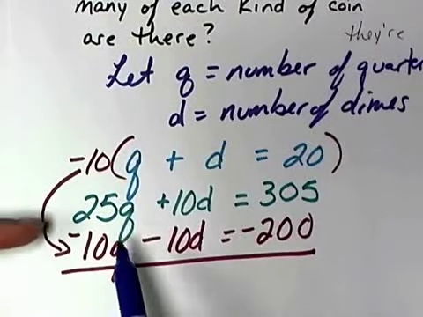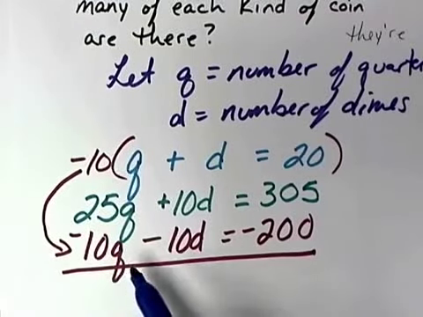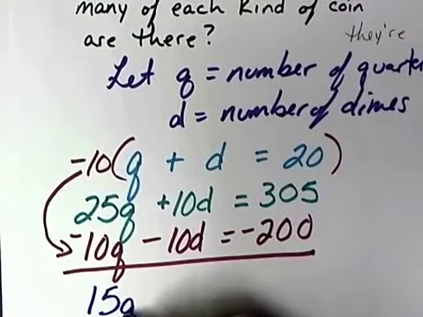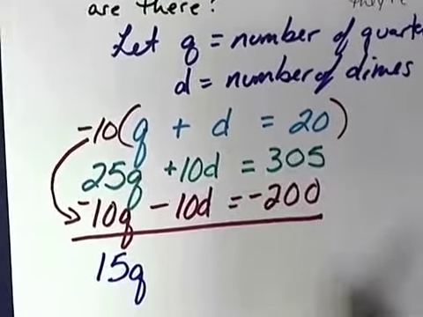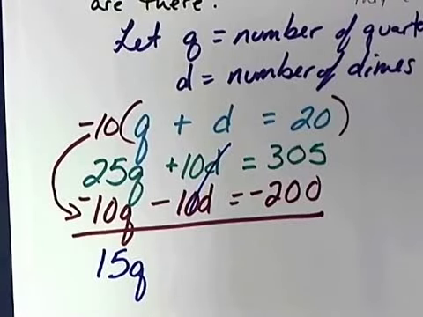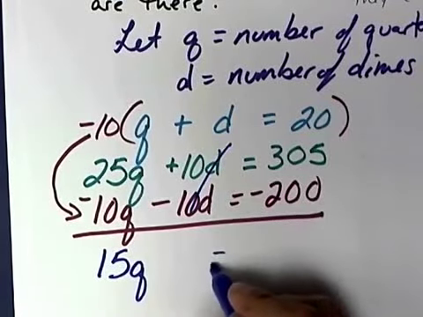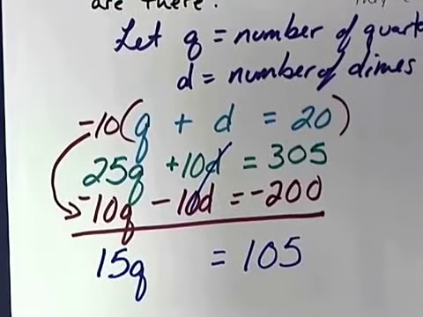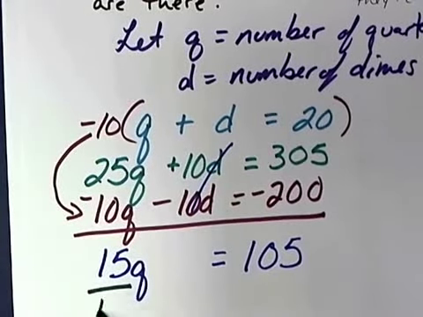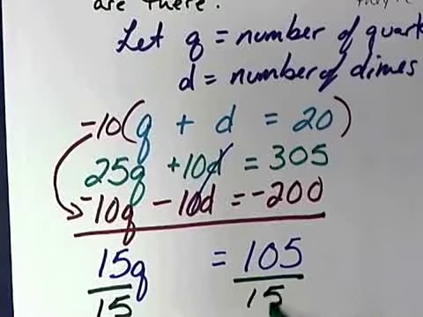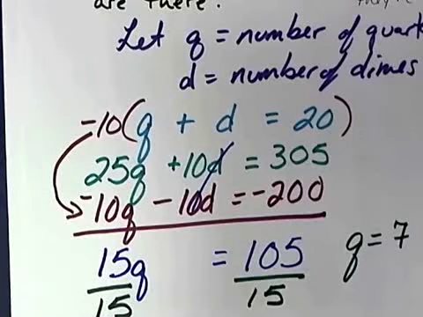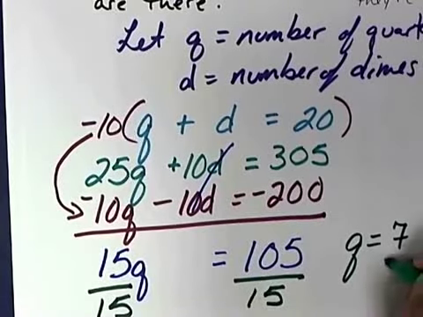Add them together, 25Q and a negative 10Q, same thing as 25 minus 10, gives me 15Q. 10D minus 10D cancels out as it should. Equals, we drop that down, 305 minus 200 is 105. Then to get Q by itself, we of course divide, and we end up with Q equaling 7. So that means that we have 7 quarters.